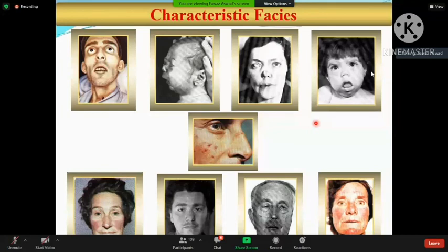In the previous lecture we talked about history. In the next lecture we will talk about how we could continue the extraoral examination through the skin and through the lymph nodes, which is considered very important.